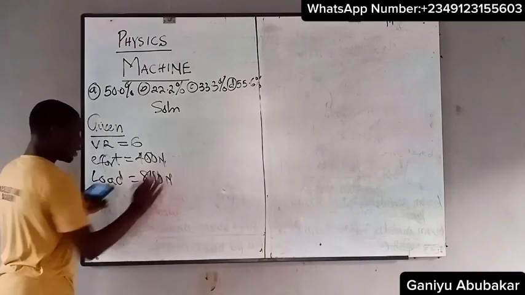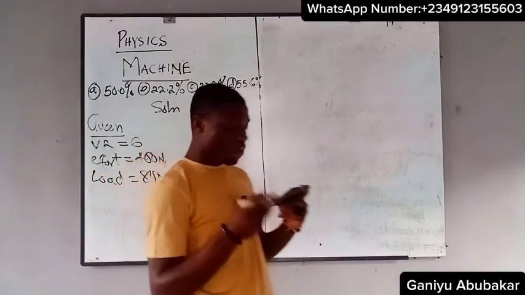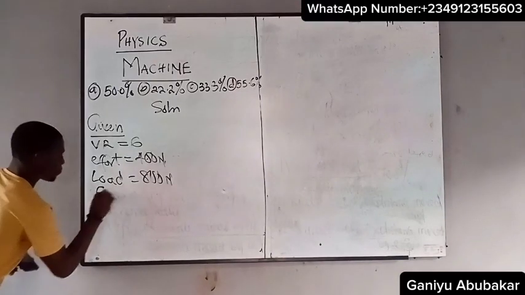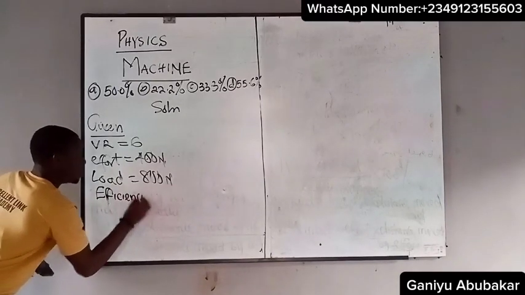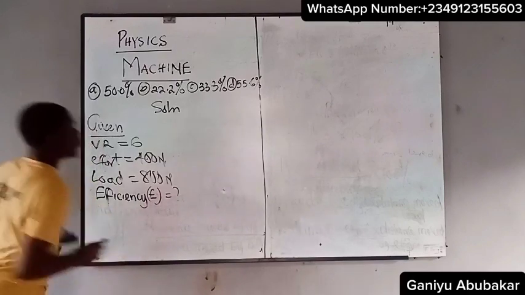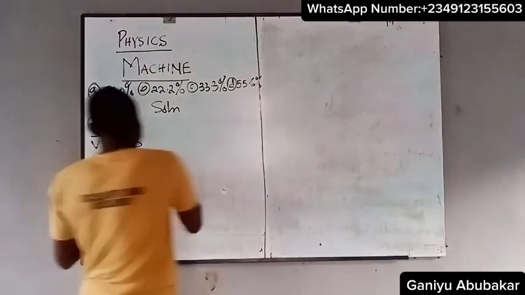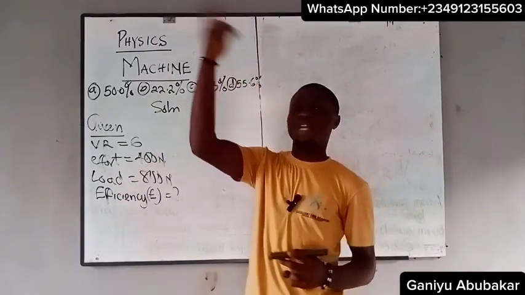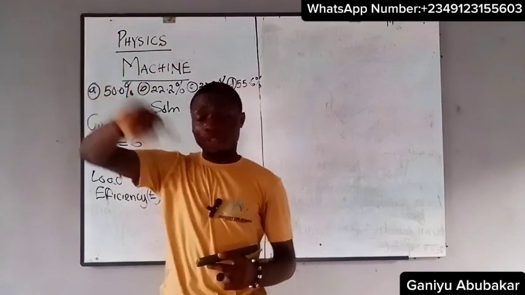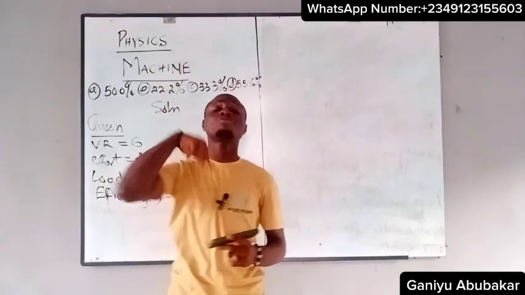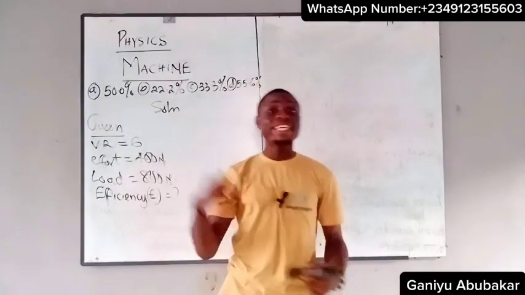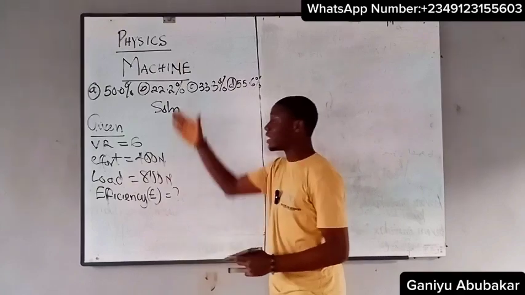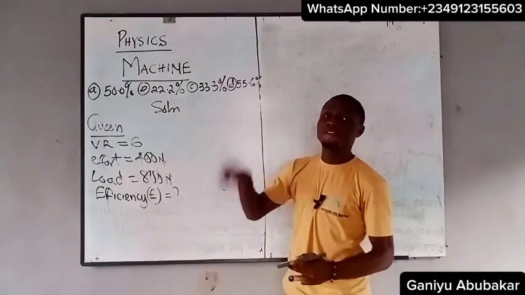At this point, what next? Find the efficiency, so I'm looking for E, efficiency. E is unknown. When it comes to efficiency, I gave you two formulas: one in terms of MA over VR, and one in terms of work output over work input. The work formula cannot work here because I'm not seeing anything like work, so I'm going to apply the very first formula I gave you.